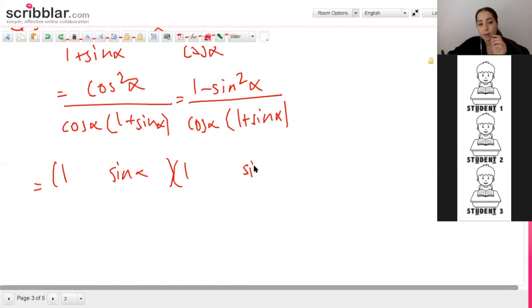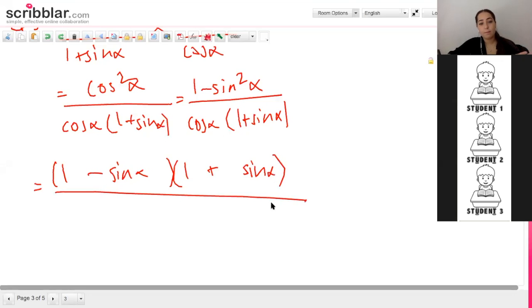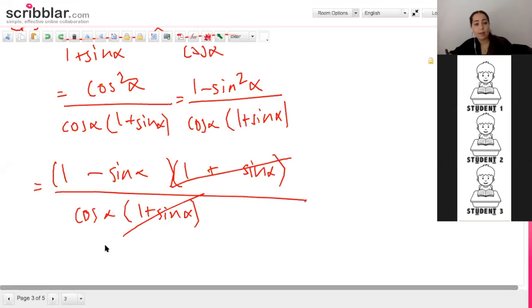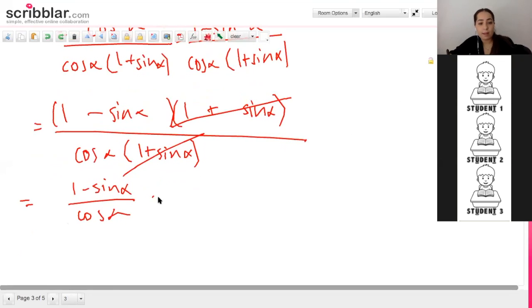So I've got 1 minus sine alpha, and it's plus and minus. That's it. And then the bottom is that. And now what can I do? I can cancel the plus with the plus. And then look, I got the answer again. So I got 1 minus sine alpha over cos alpha, and that's the same thing as sec alpha times 1 minus sine alpha.